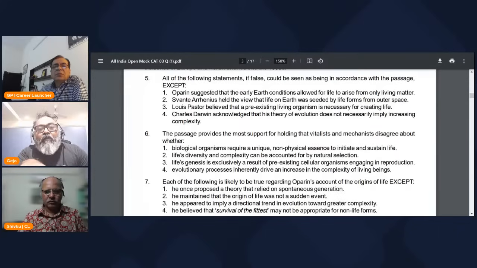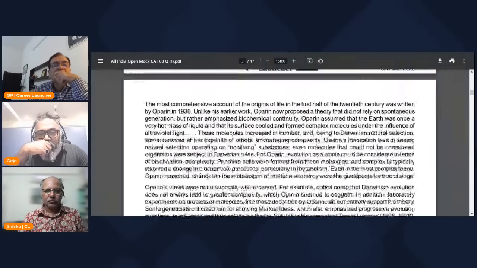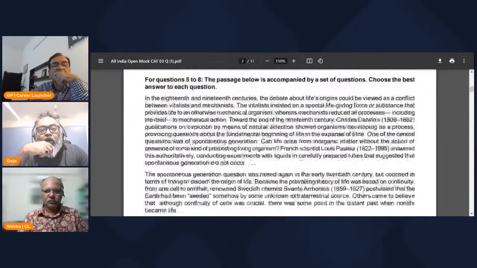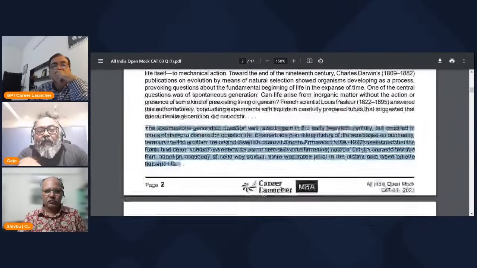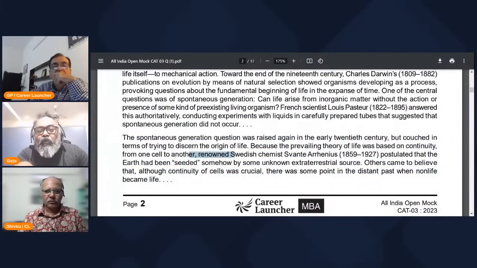That Svante Arrhenius held the view that life on Earth was seeded by life forms from outer space. If you go to the passage, I think this would be in paragraph number two. If you read paragraph number two, in the third line it says the Swedish chemist Svante Arrhenius postulated that Earth has been seeded somehow by some unknown extraterrestrial source.